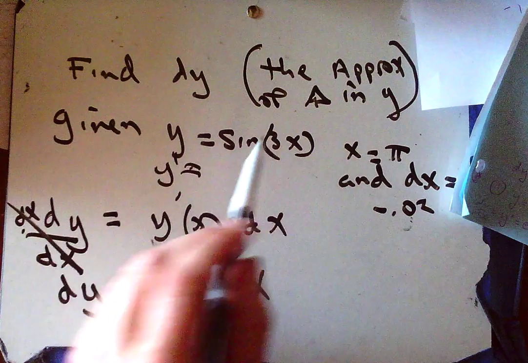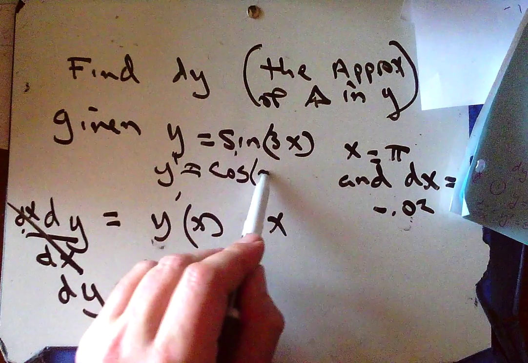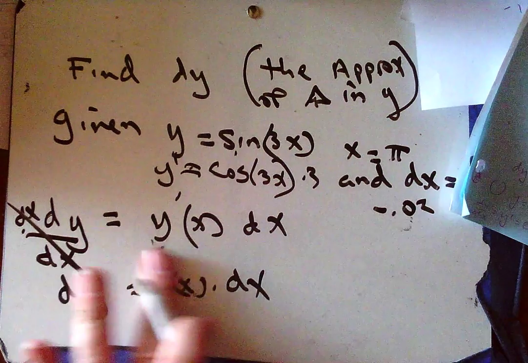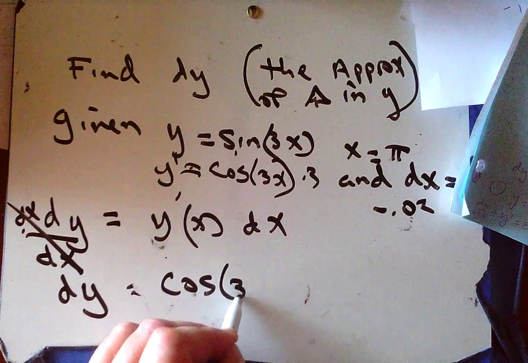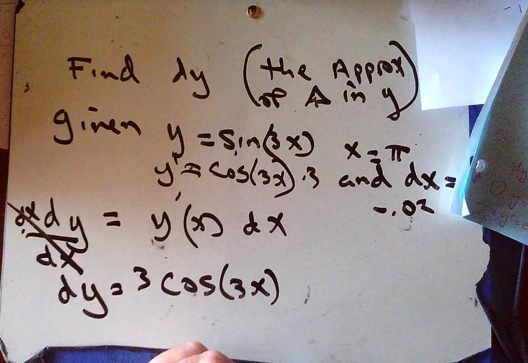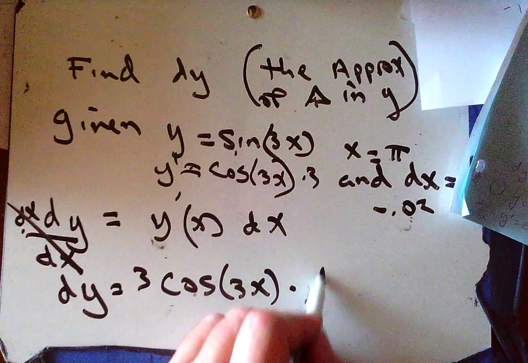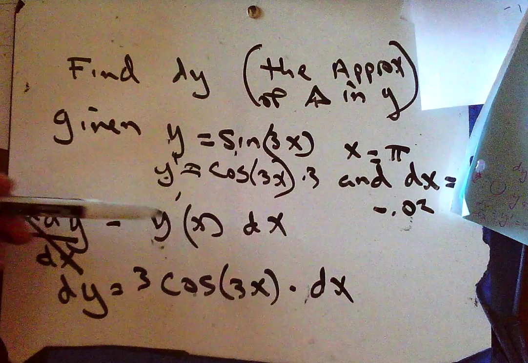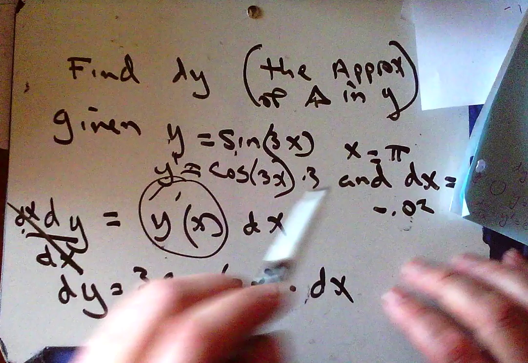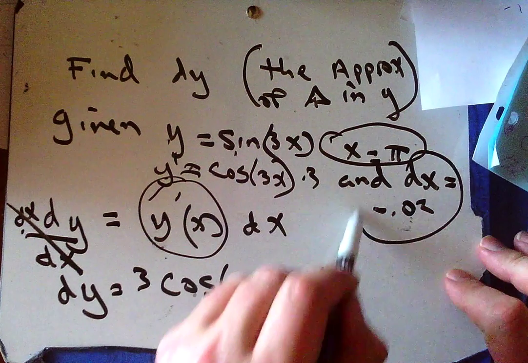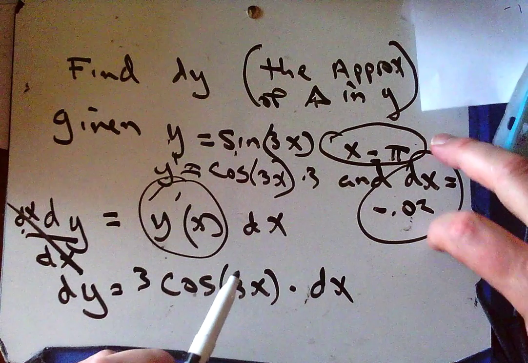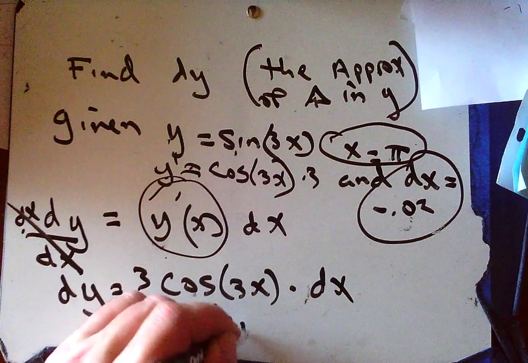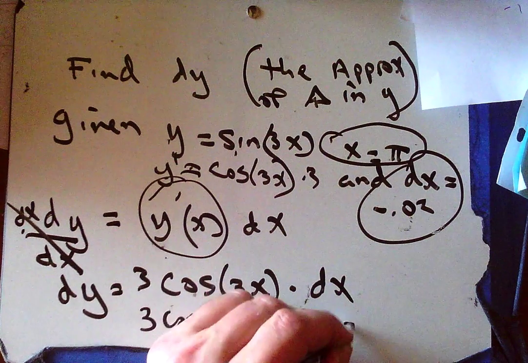What's y prime? Well, derivative of the outside, leave the inside alone, times the derivative of the inside. So our problem then looks like that. But remember, we also have this dx. Okay? So all I had to do was take that derivative and plug in for my derivative here. Now I also have this bit and this bit. So let's take these and plug them in also. So I've got 3 cosine 3 pi times negative 0.02.